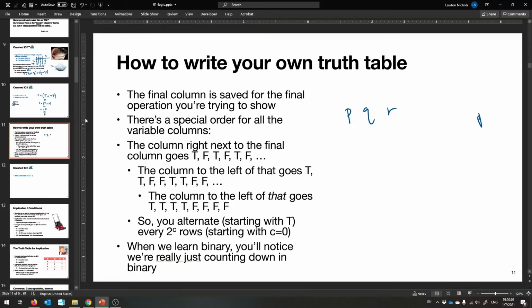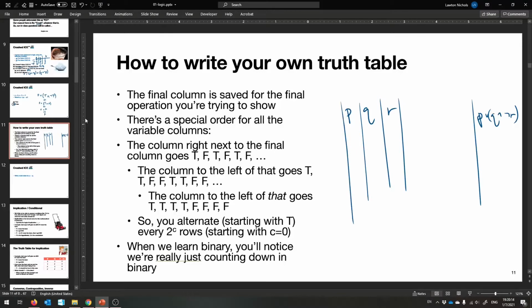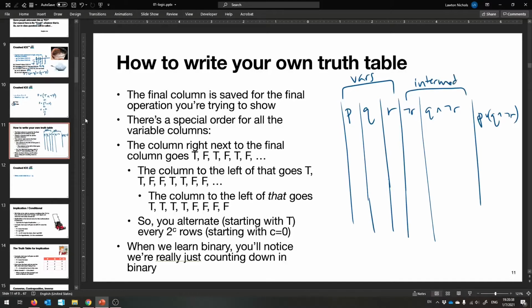This is going to be hard. P or Q and not R. There. And then in between you put all the intermediate stuff, and then you fill out this table. The intermediate stuff was: what's not R if we have R? And then what's Q and not R? Because then we can just OR with a P, which we already have a column for. So you start with your variables, then you do your intermediate stuff, and then you have your final thing that you're trying to show. That's how you normally write a truth table.